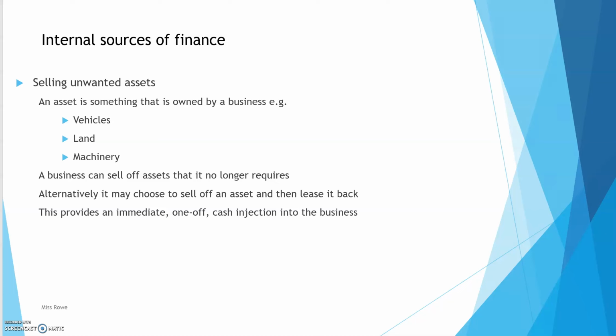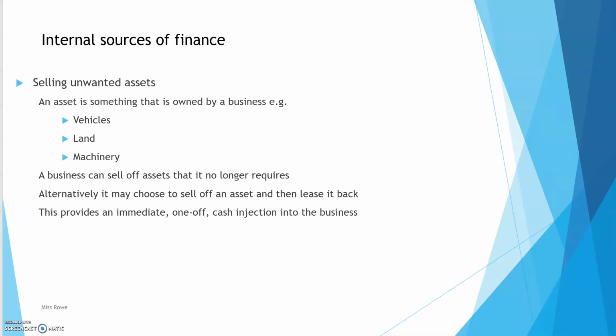So you can sell unwanted assets. An asset is something that is owned by a business, for example vehicles, land, machinery. Or, for example, when I talked about the shop, when I got rid of some of the mannequins because we had too many. Say we had 10, we got rid of 6. That's selling unwanted assets. We also had a spare till, which we got rid of. These little things inside the business can be classed as assets.